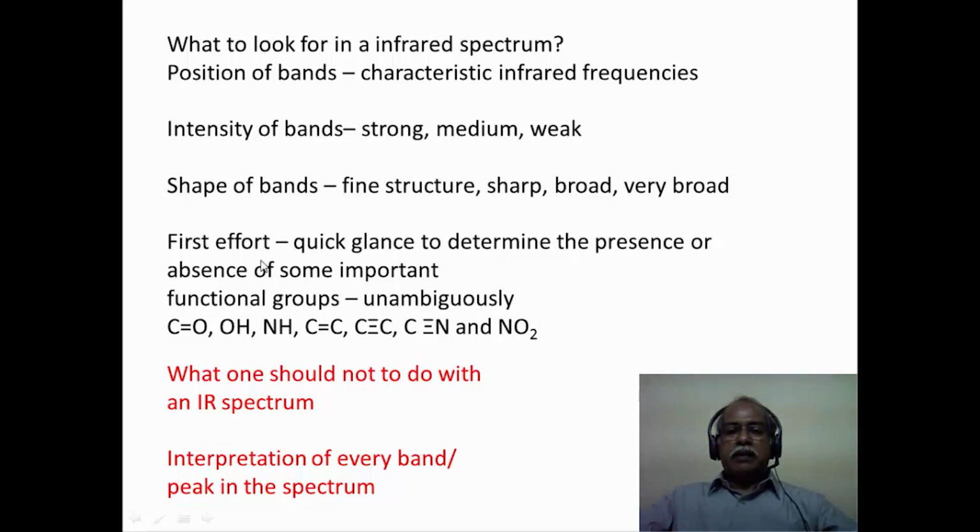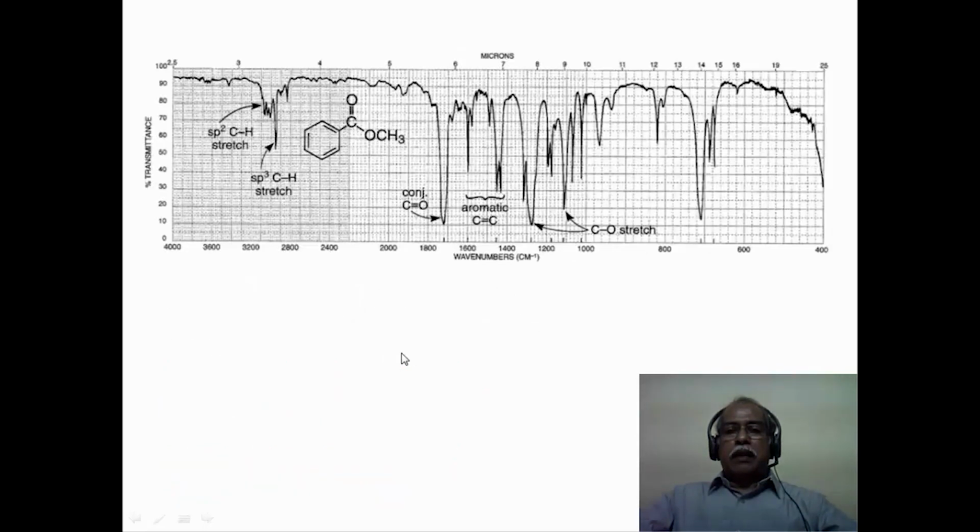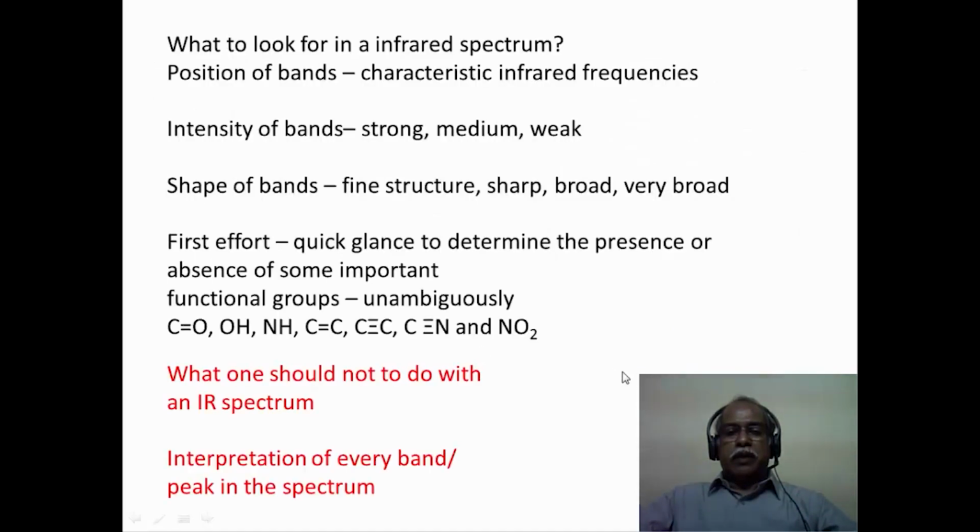In the very first effort, a very quick glance can determine the presence or absence of some of the important functional groups unambiguously. For example, the carbonyl functional group, whether it is there or not, will typically appear in the region between 1600 and 1800 inverse centimeter wave number. Similarly, OH has a special region, NH has a special region, C double bond C has a special region. Likewise, these functional groups can be unambiguously detected, and one can tell from the infrared spectrum in a definitive manner whether they are present or not. So that is what the infrared spectrum is generally used for.